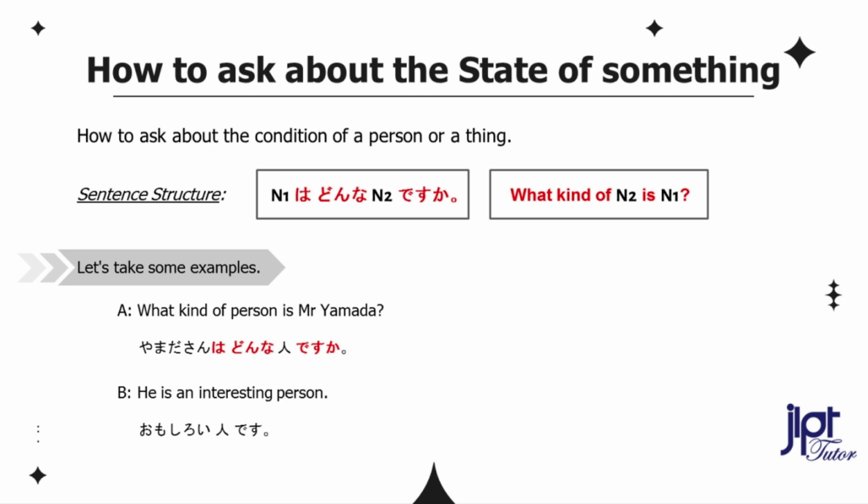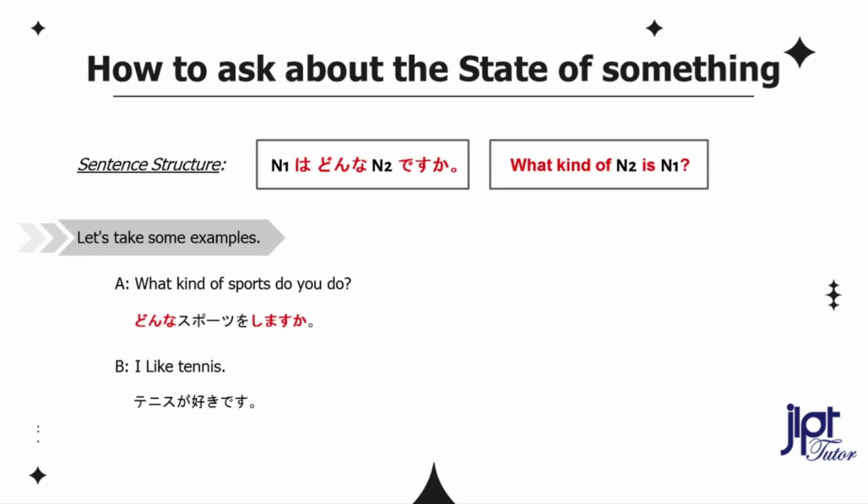What kind of person is Mr. Yamada? He is an interesting person. 山田さんはどんな人ですか？面白い人です。What kind of sports do you do? I like tennis.